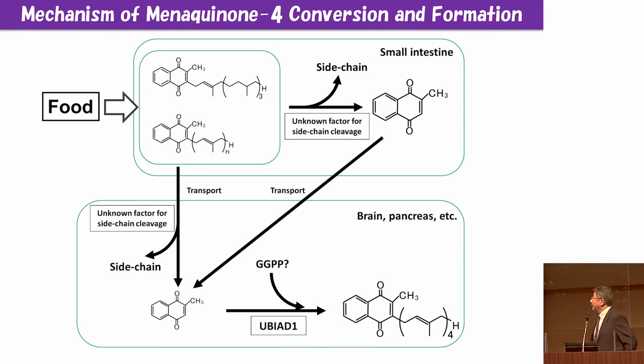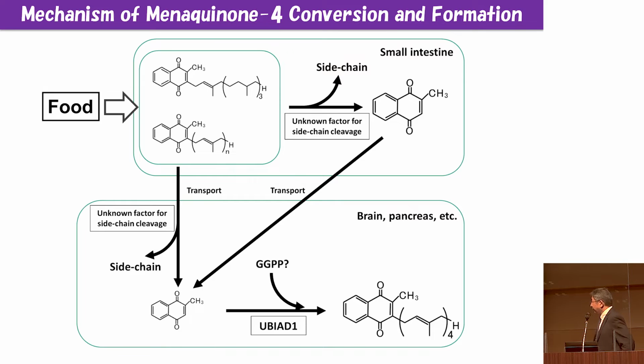Here, the current understanding of this conversion is demonstrated. Vitamin K1, which is found in vegetables, and vitamin K2, which is found in fermented food, primarily fermented soybean, so-called natto, once absorbed in the intestine, have the side chains dissociated, forming vitamin K3 in the process. This product is then transported to many tissues, where the side chain is introduced by UBIAD1 to form menaquinone-4.